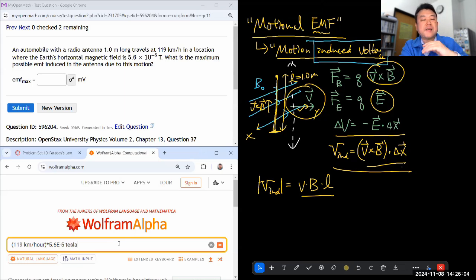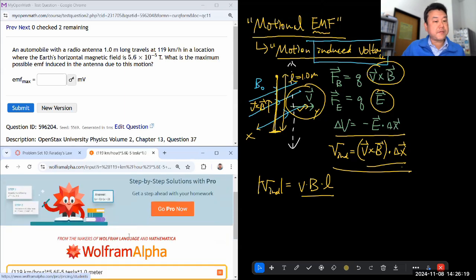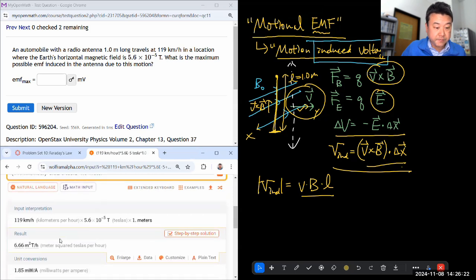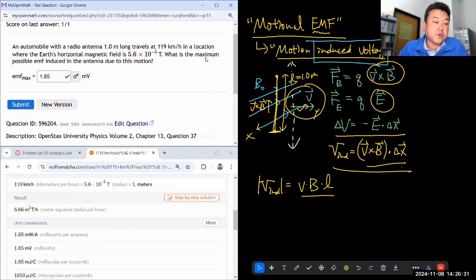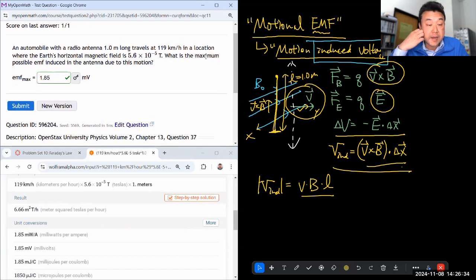Earth's field can be as high as 10 to the minus 4 Tesla. That's half a Gauss, so that's not small. That's typical. Times the length, 1.0 meter. So that should give me something in the unit of voltage, and we are asking for the answer in millivolts. There's 1.85 millivolt. Yeah, that's pretty small, but it's measurable. The oscilloscopes we have in class, that we use in lab, can measure down to millivolt levels. So this is detectable. If you had your equipment set up measuring voltage, drive the car at 119, stop it, you will see the change in voltage.